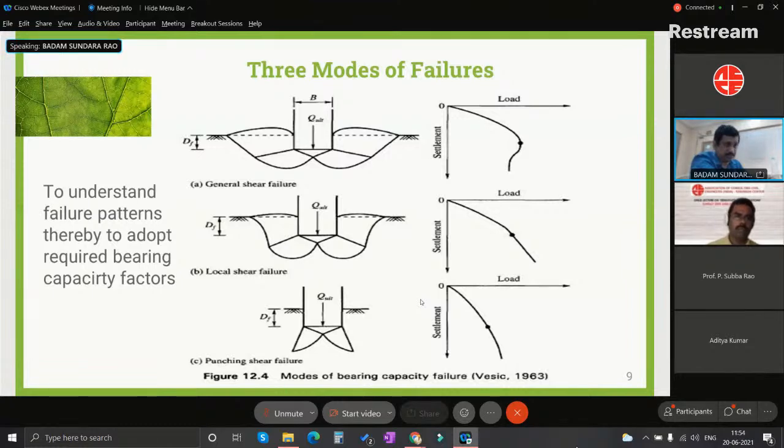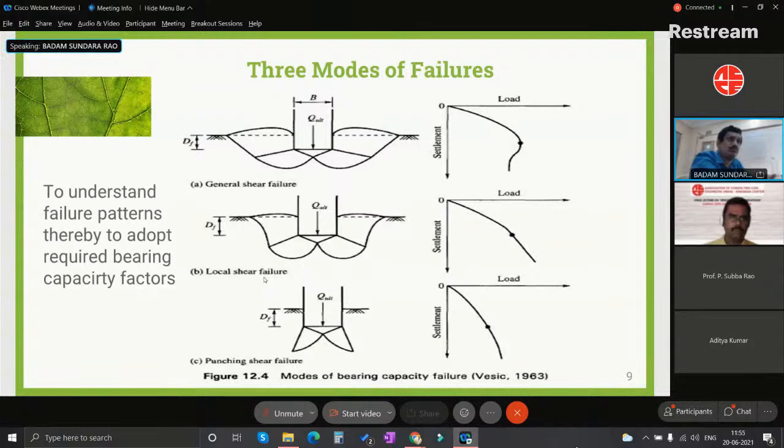In that case, we can expect a punching shear failure. And in the case of a local shear failure, the probable occurrences are medium dense sands, medium dense silts or medium dense silty sands, and medium stiff clays. All these soils will come under the condition of local shear failure. And regarding the general shear failure conditions, dense sands, very stiff clays, and hard clays come under the general shear failure condition.